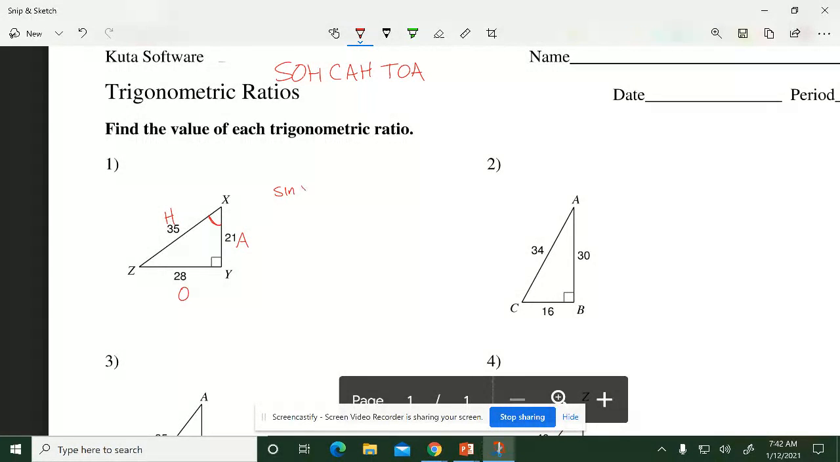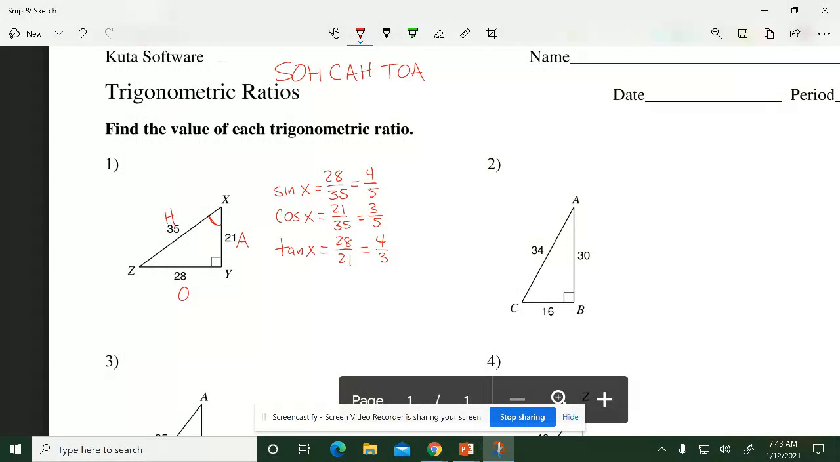So sine of X is opposite over hypotenuse. So that's 28 over 35. Simplify your fractions. That becomes 4/5. Cosine of X is adjacent over hypotenuse. That's 21 over 35, or 3/5. Tangent of X, that's opposite over adjacent. That's 28 over 21, my fault. And that is equal to 4/3, 4 over 3.